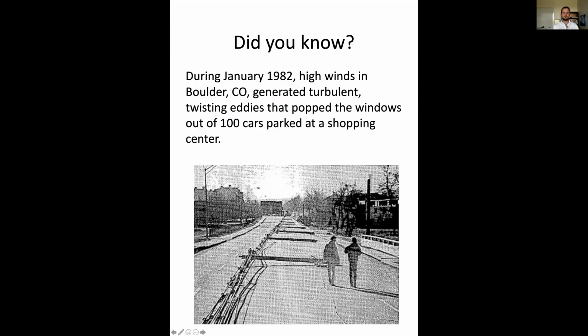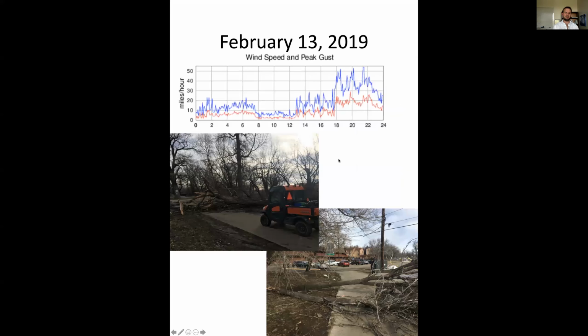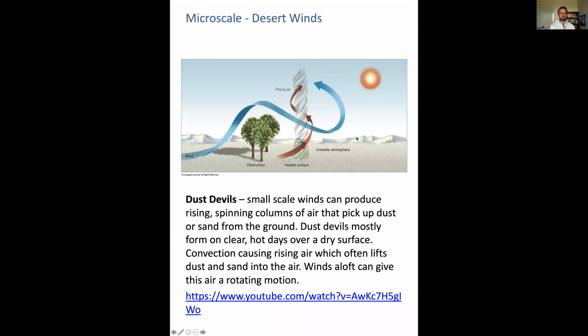They make windows of cars pop, and they can also create damage of a variety of kinds. So this is an example of February last year. And these are pictures that I took when I went to university. Trees being destroyed because of very, very strong gusty winds up to 60 miles per hour the night before. So these rotors can be extremely powerful.